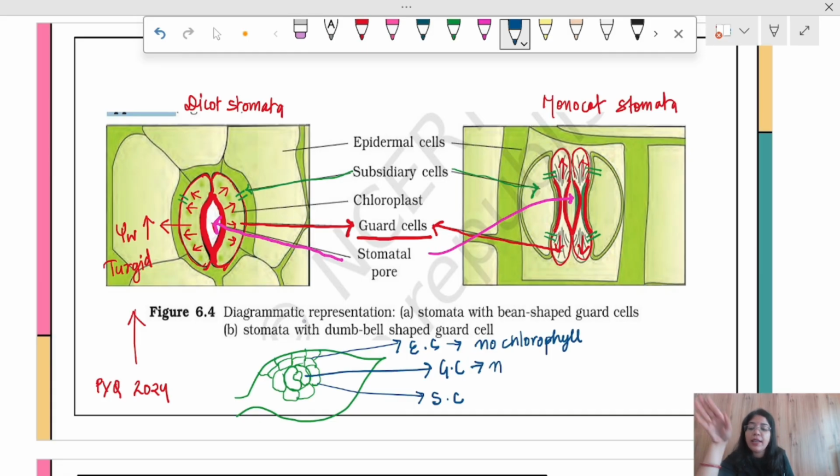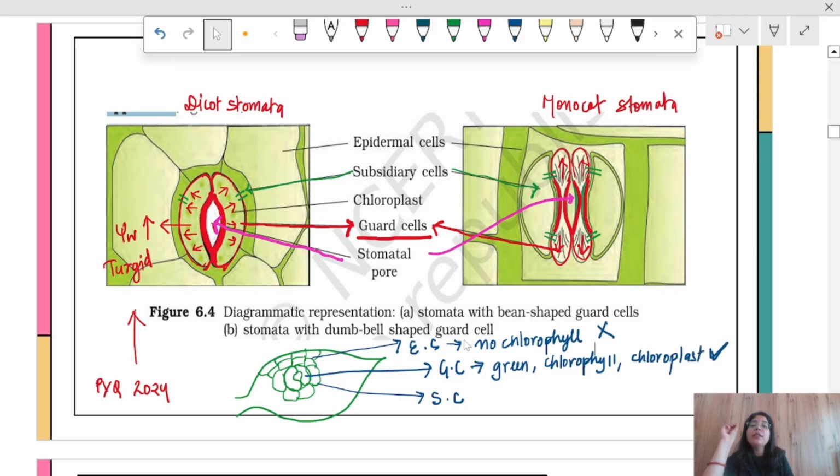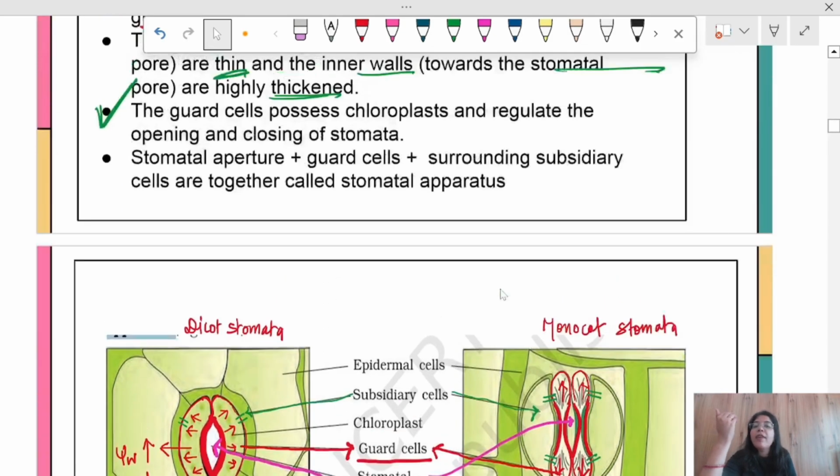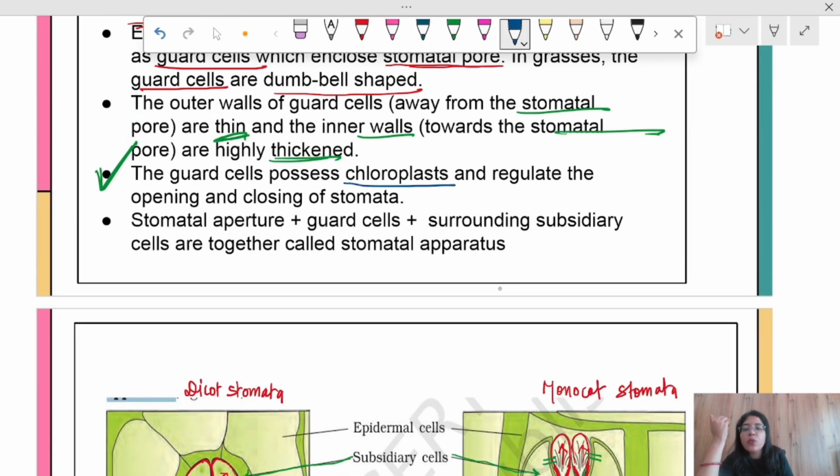But this guard cell is the only one which is green in color, which has chlorophyll, which has chloroplast, because this is cell organelle where chlorophyll is present, right? Here it is absent. Understood? So all epidermal cells are devoid of doing photosynthesis except guard cell. Guard cell will do photosynthesis, right? Because it is having chloroplast.